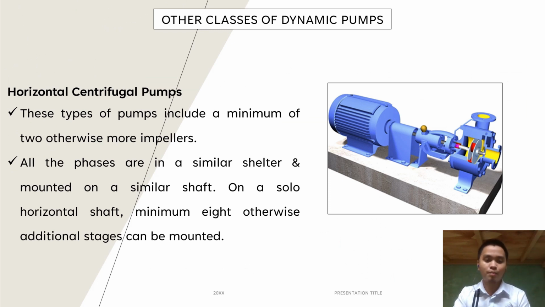Horizontal centrifugal pumps. These types of pumps include a minimum of 2, or more, impellers. All the stages are in a similar shelter and mounted on a similar shaft. On a single horizontal shaft, a minimum of 8 or additional stages can be mounted.